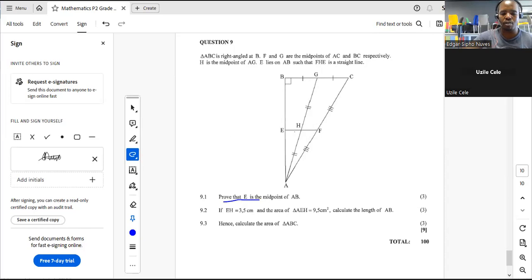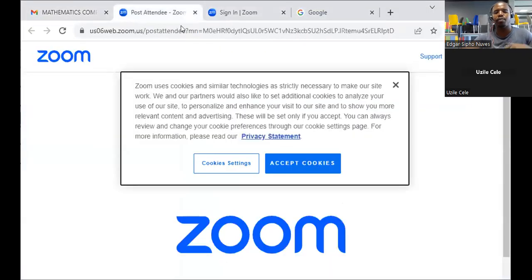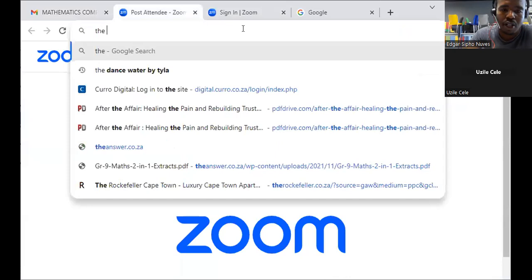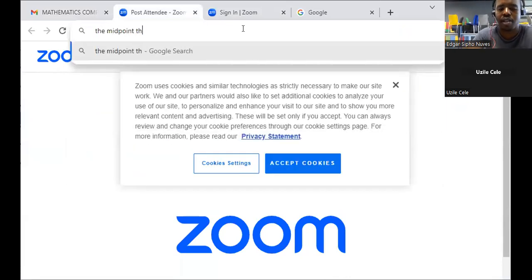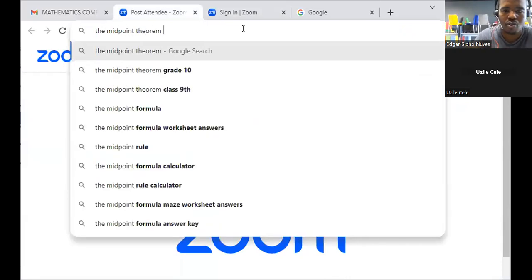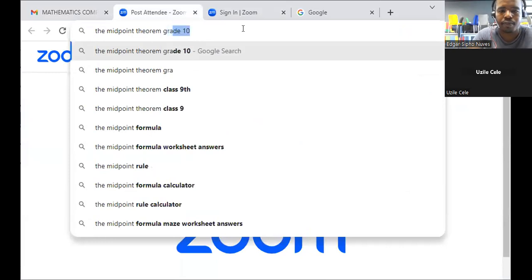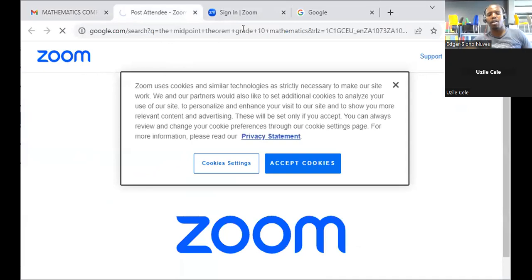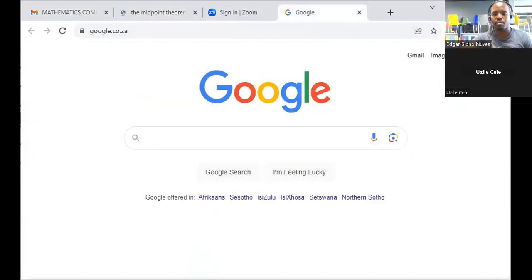Now, before we do this, I'd like us to review something called the midpoint theorem. So that's basically the approach you're going to take: the midpoint theorem. I want us to look at the midpoint theorem because that's the easiest approach to use. Then we can come back to the question. So let's look at the midpoint theorem.